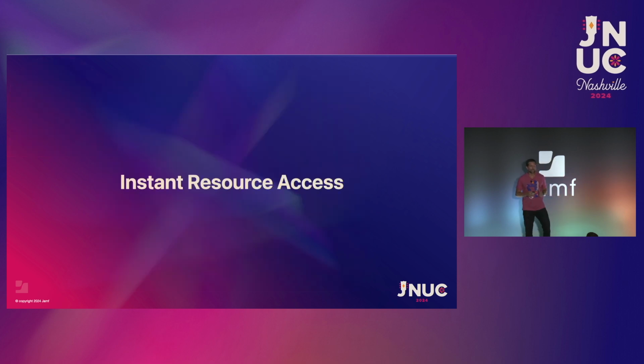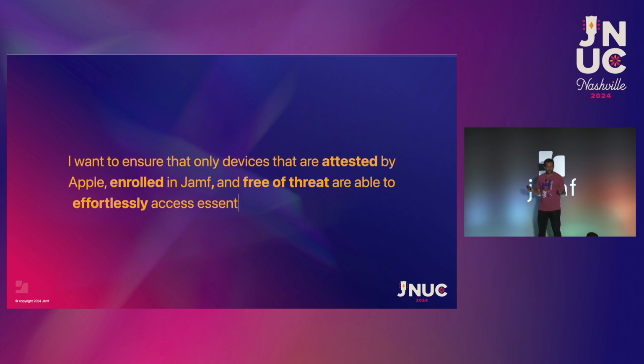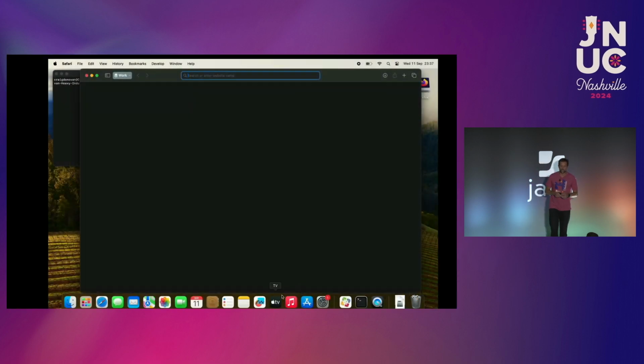Okay, the next one, instant resource access. So this is kind of bringing in that network relay element into the fold. So the use case here, I want to ensure that only devices that are attested by Apple, enrolled in Jamf, and free of threat are able to effortlessly access essential company applications. So this is getting a little bit more into some of those access use cases. So let me show what this could look like.